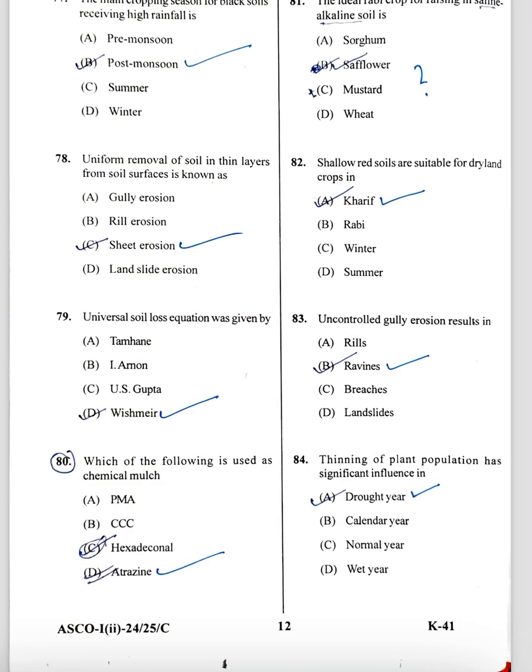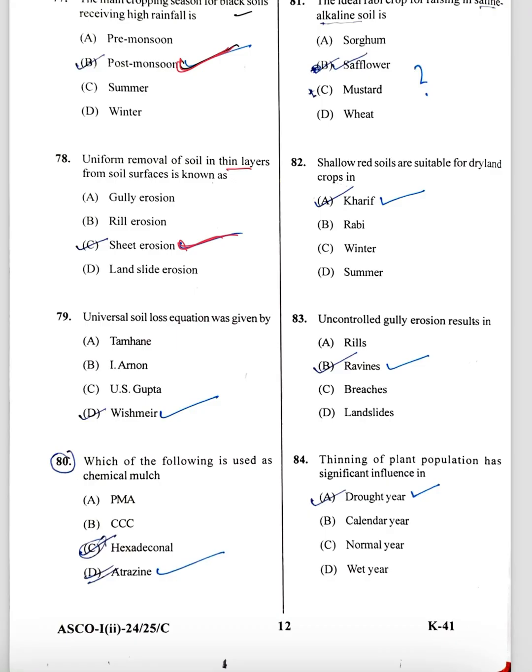The next, the main cropping season for black soil. As you know that at the time of monsoon, the black soils are not suitable for cultivation. So post monsoon is the best one for taking the main crop season. Then next question, uniform removal of the soil in thin layers in case of water erosion, it is sheet erosion.